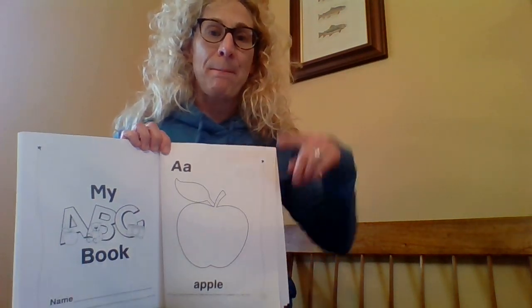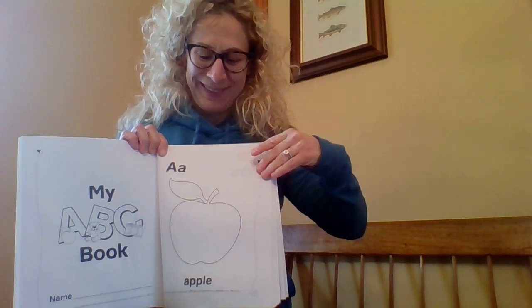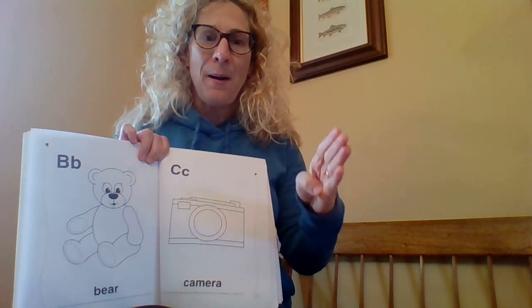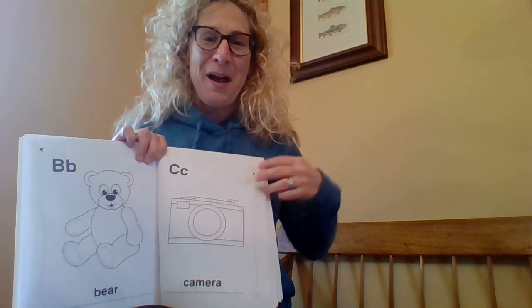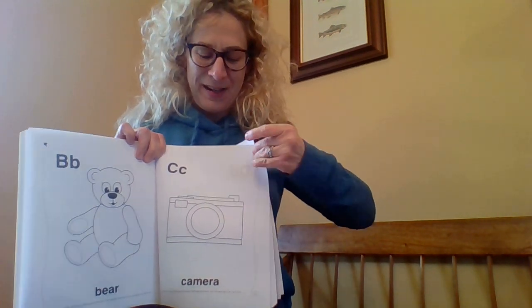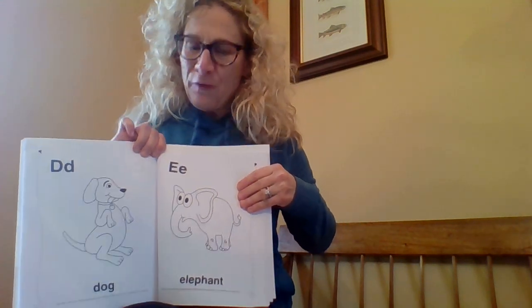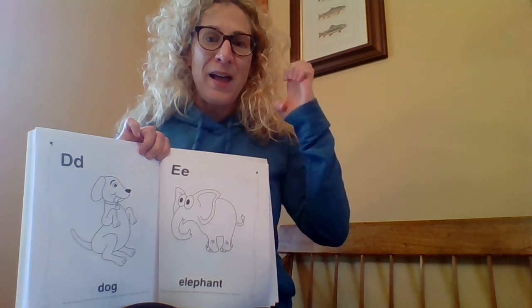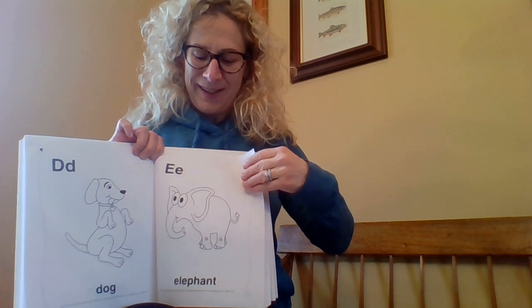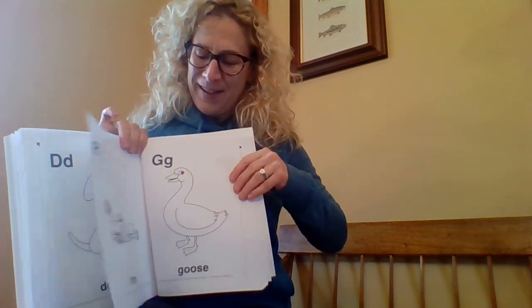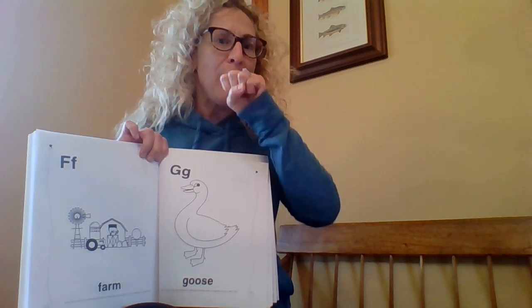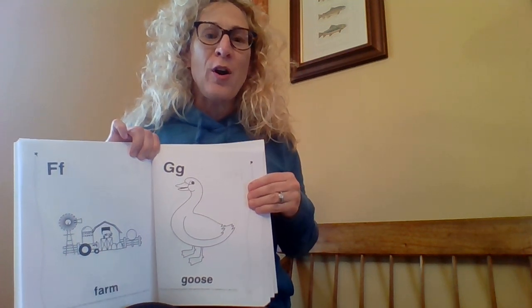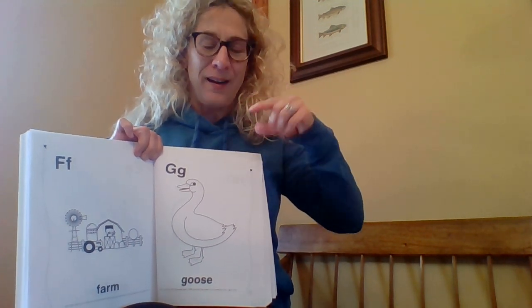A for apple, a. B for bear, ba, ba, ba. C for camera, D for dog, d, d, d. E for elephant, F for farm, G for goose, g, g, g.